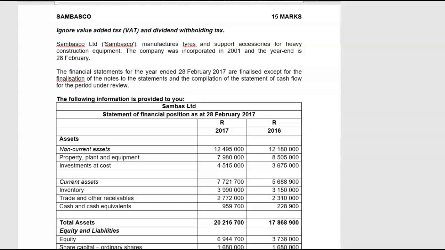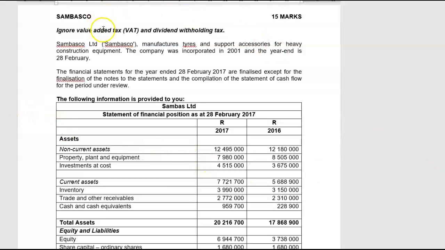Great stuff. Sambasco is actually a change in estimate question, combined then a little bit with cash flow. Now, there's only 15 marks, so I can combine that very easily into a large question on cash flow. Or if I only need a few marks, then I can ask something like this as well.